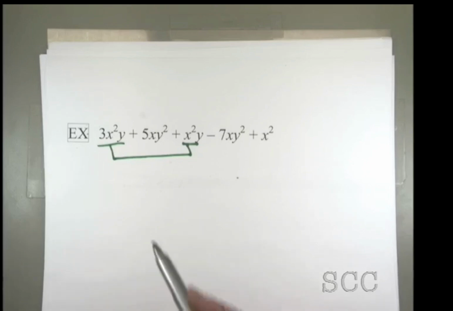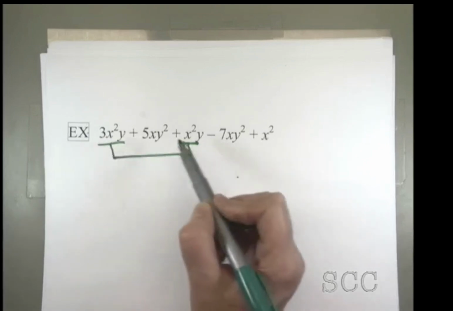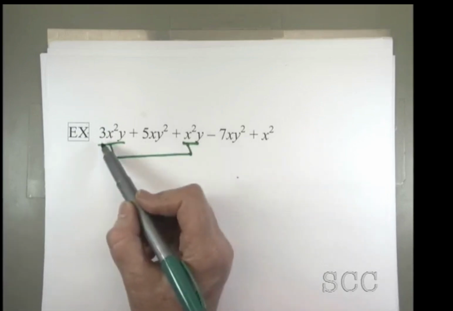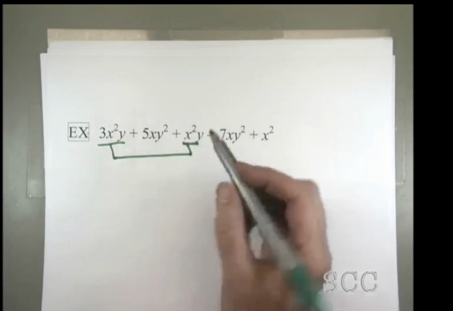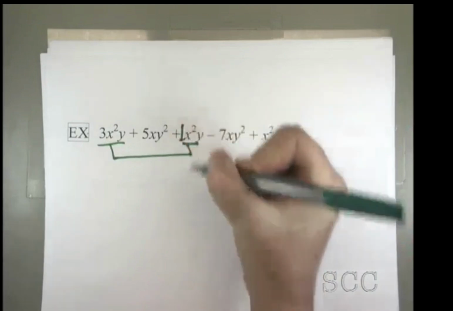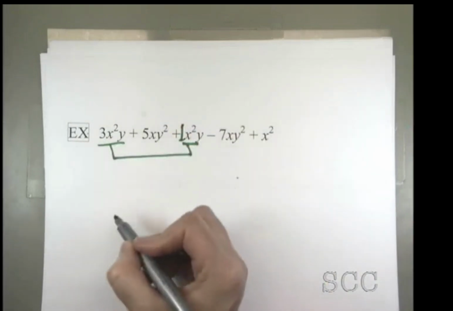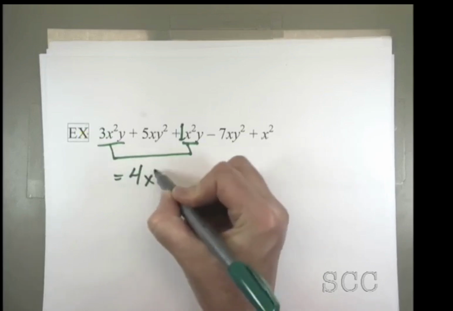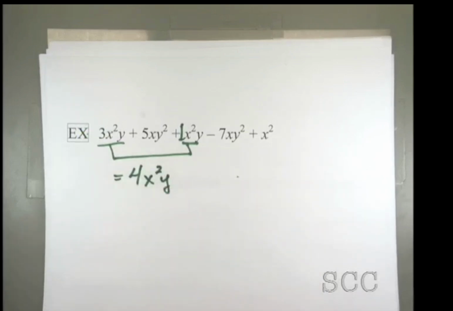So actually the way I think about having 3x squared y plus an x squared y is I think of it as having 3 of these things plus 1 more of these, because there's an invisible 1 there. So how many of these things do I have? Well, I've got 4 of them. I have 4 of those x squared y things. Notice the exponents do not change.